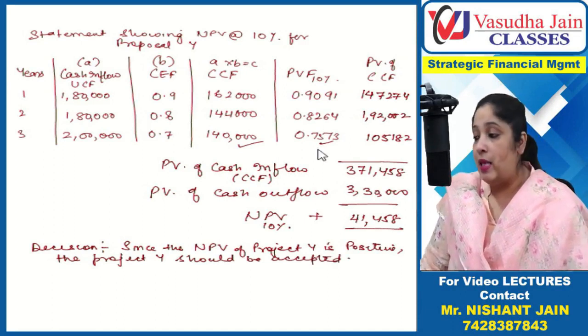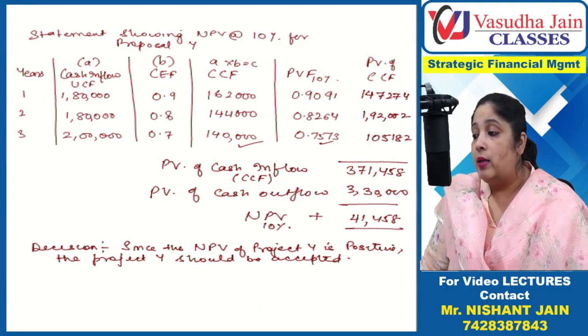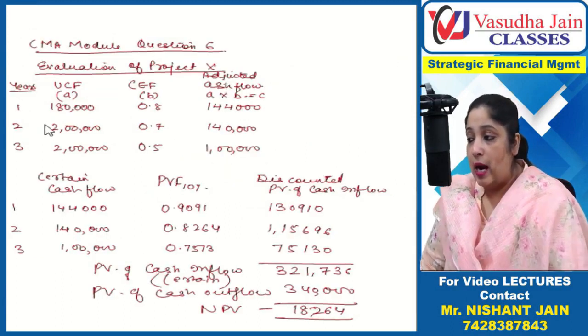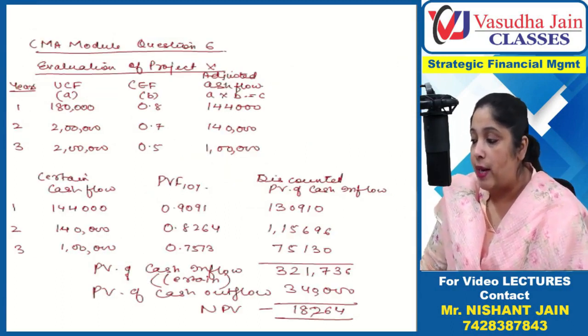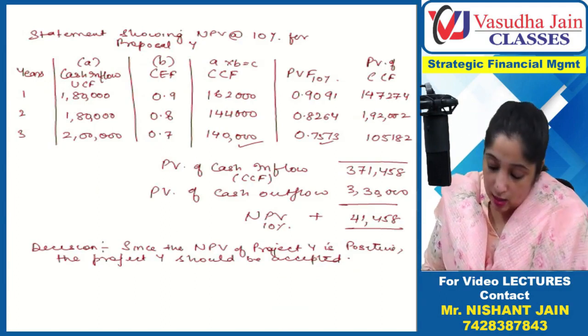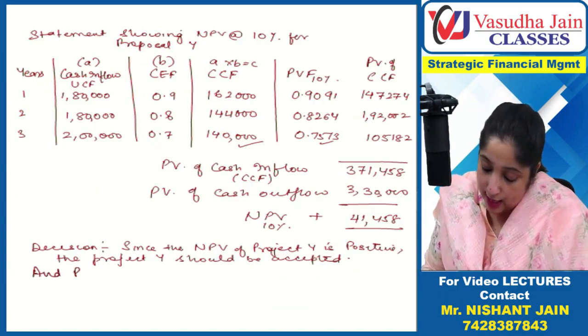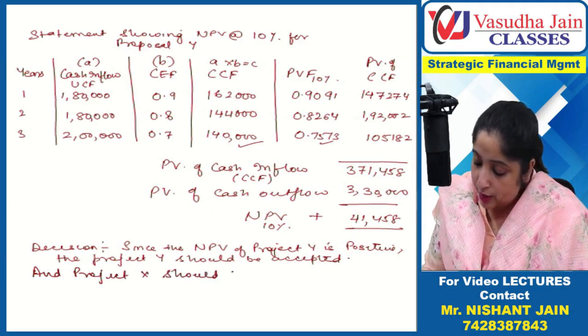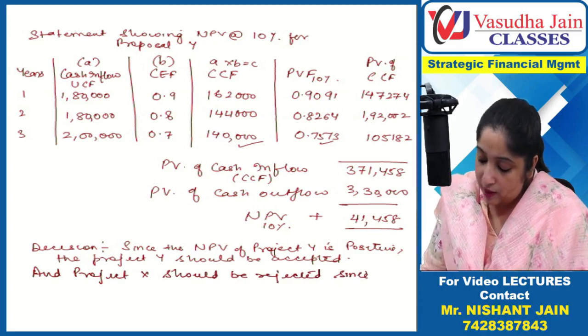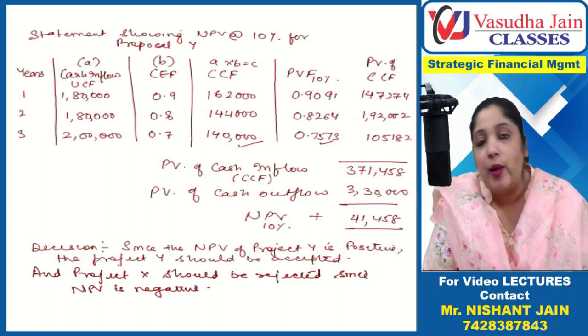Now, in the same question, there is one more thing regarding project X. We should write, and project X should be rejected since NPV is negative. Now, this is very clear. We have understood certainty equivalent factor.